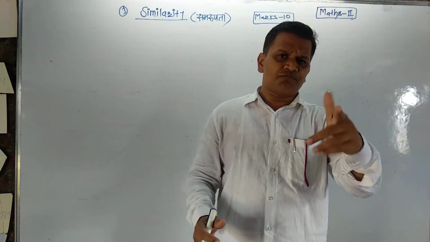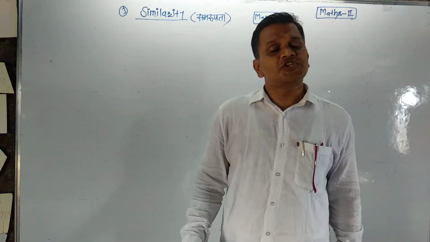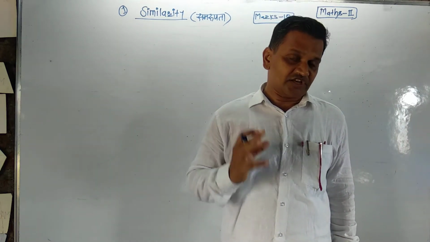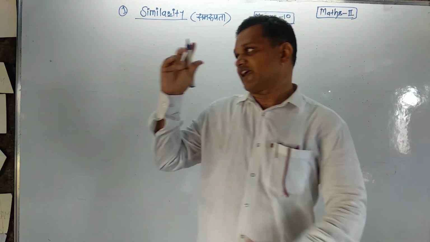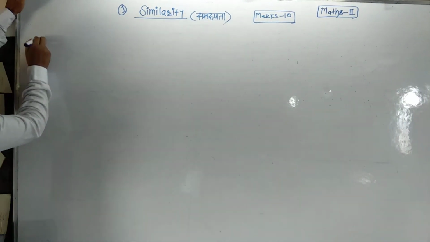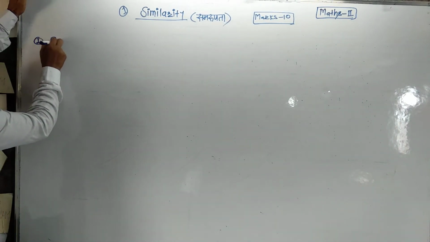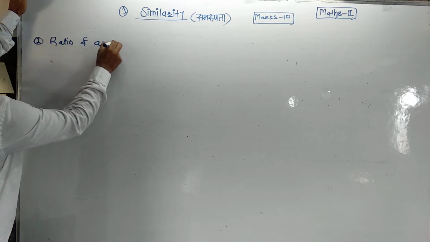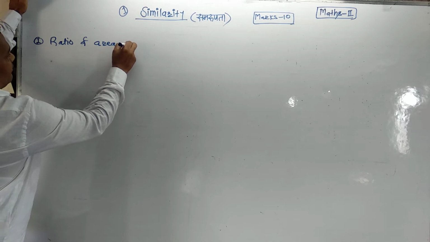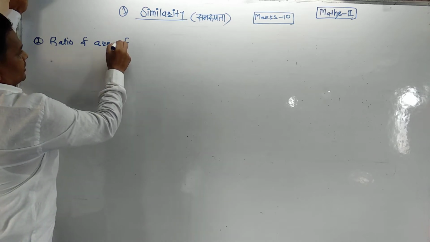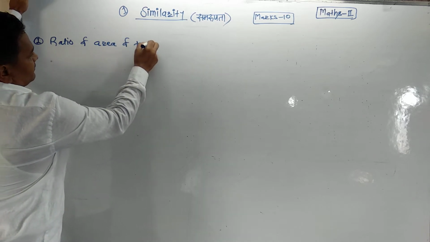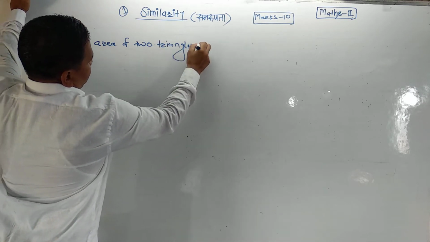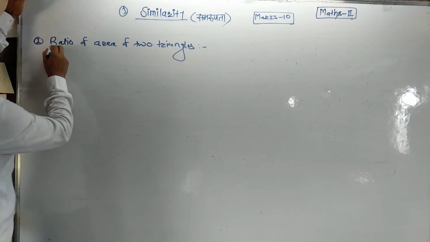The first basic concept is the ratio of areas of two triangles. The ratio of areas of two triangles. Understand?